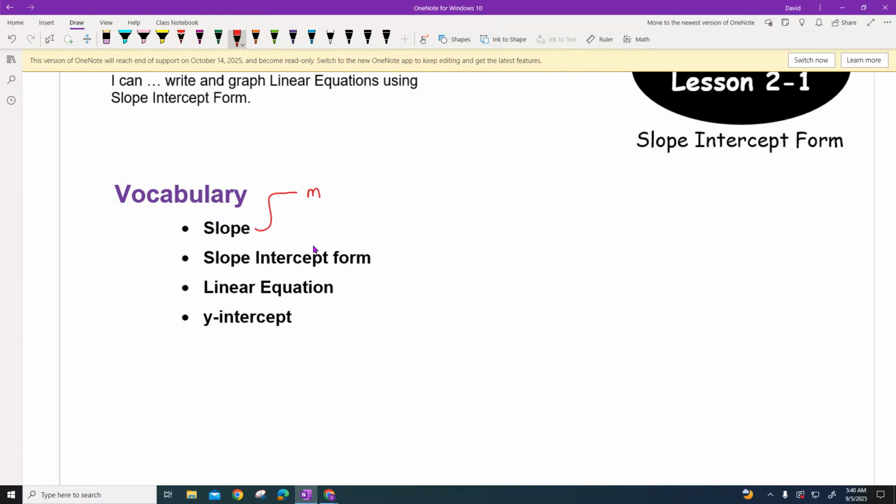Usually we use the letter M for slope, okay? And then we have this thing called the slope formula that looks something like this. Y sub 2 minus Y sub 1 over X sub 2 minus X sub 1. That should sound real familiar to you, okay? Because you should have done a whole lot of that in junior high.